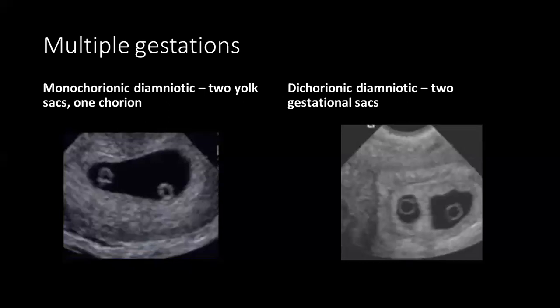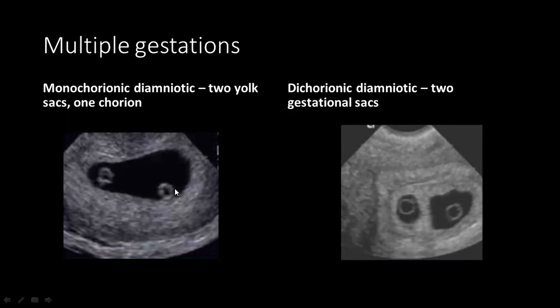So I mentioned this earlier about multiple pregnancies. As I said earlier, the number of yolk sacs is equal to the number of embryos. So now in defining the chorionicity, if we see two yolk sacs in one sac, or in one chorion, it means we have a monochorionic, but diamniotic pregnancy.